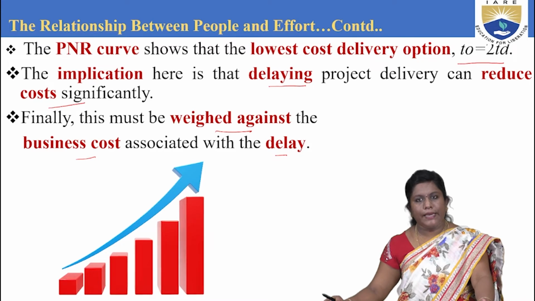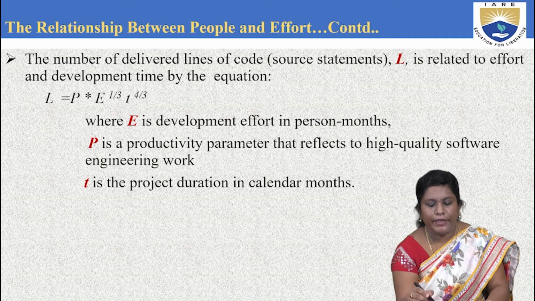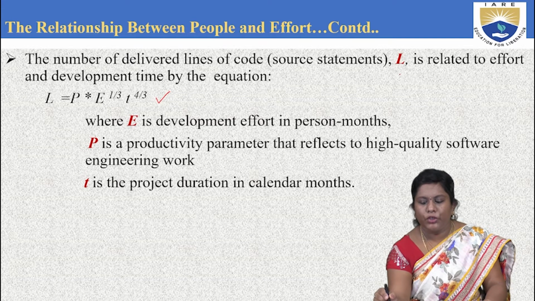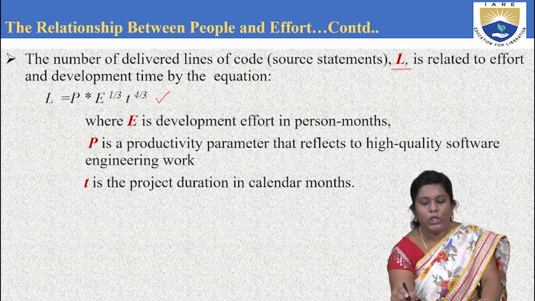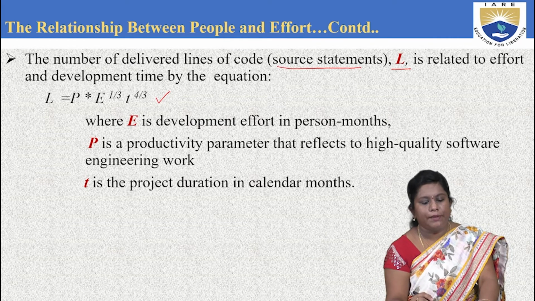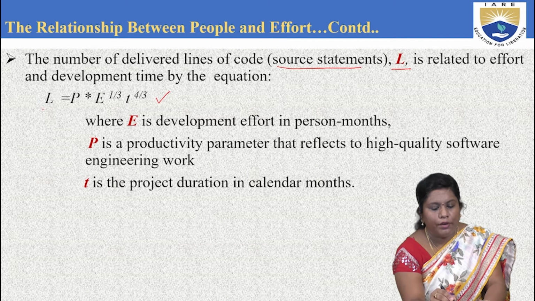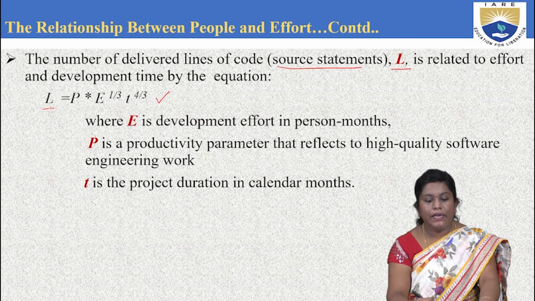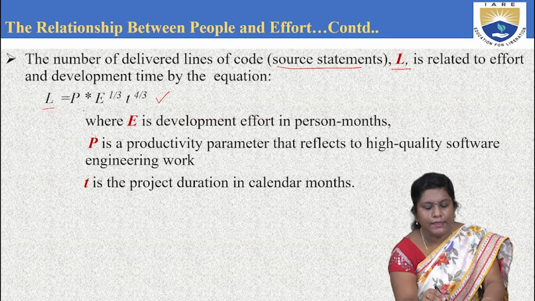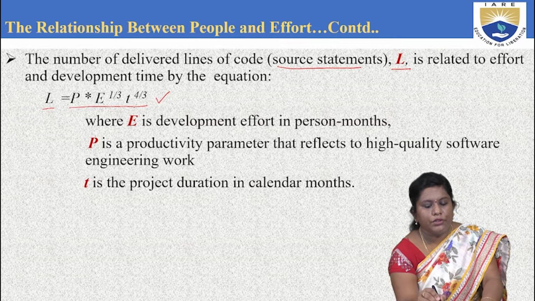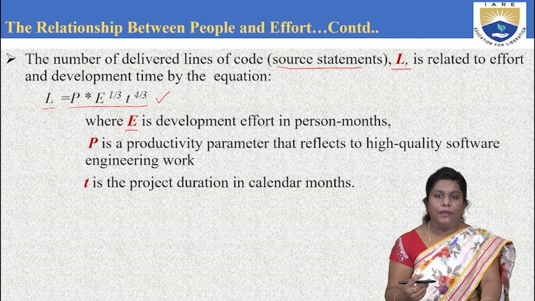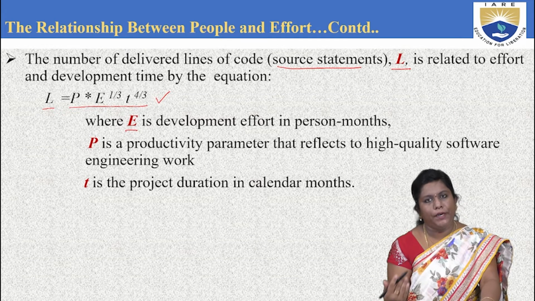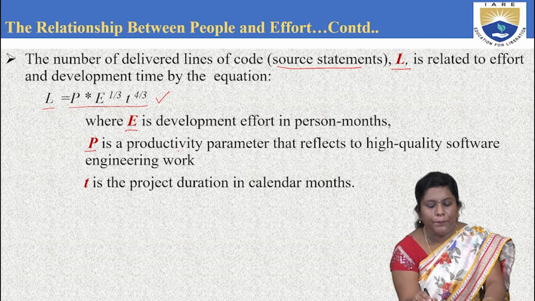Next, this is a very important equation that shows L, the number of delivered lines of code, which in other terms are called source statements. So L stands for lines of code, which gives us the formula L = P × E^(1/3) × T^(4/3), where E stands for the effort by the people in person-months, and P is the productivity parameter.